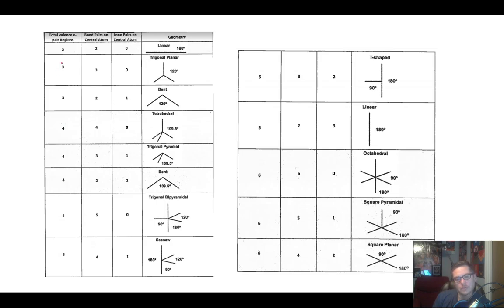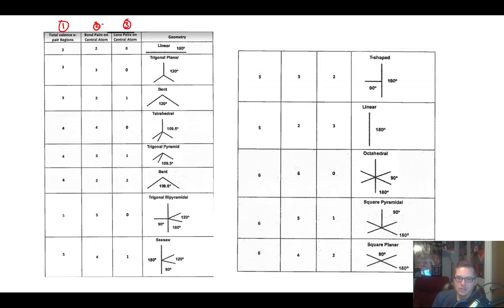So essentially what you're going to be doing is looking at that central atom in your electron dot structure, and counting up. We'll say this is step 1: count up the number of electron pair regions. How many lone pair regions does it have? How many bonding regions does it have? Then you're looking at bonding pairs versus lone pairs.